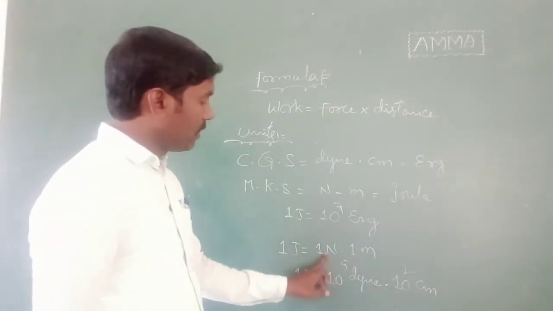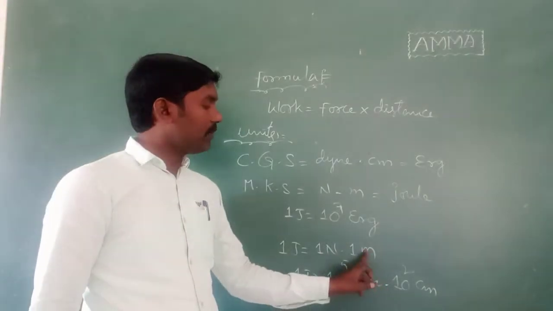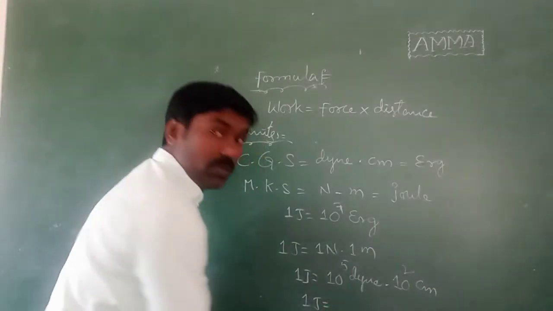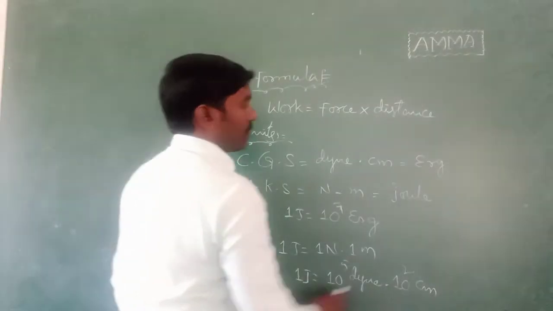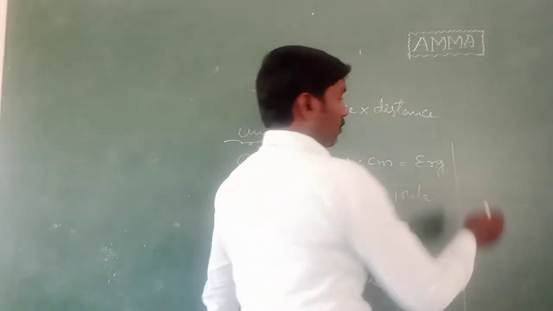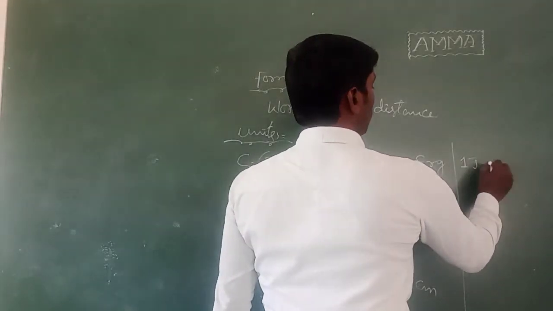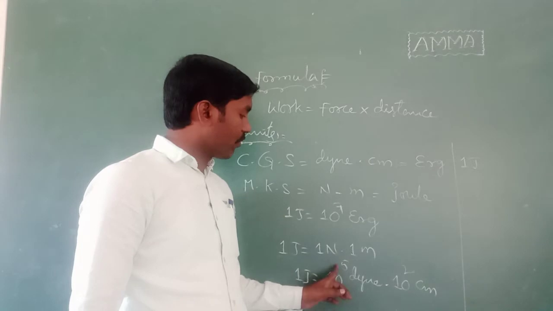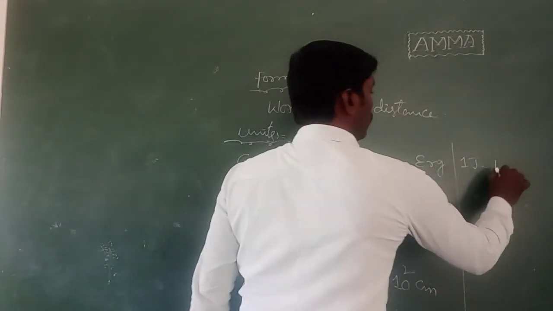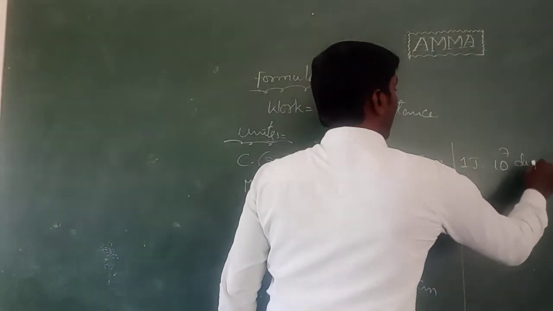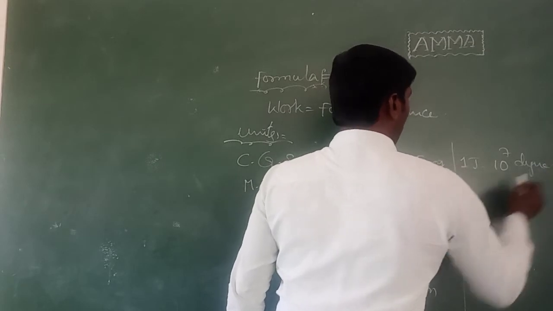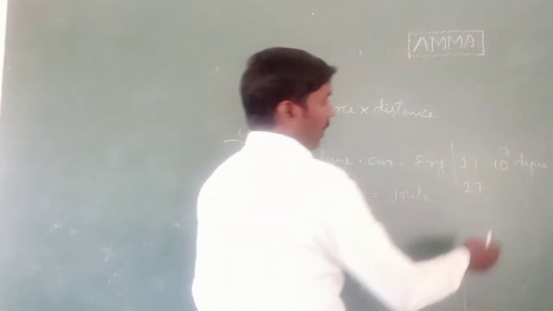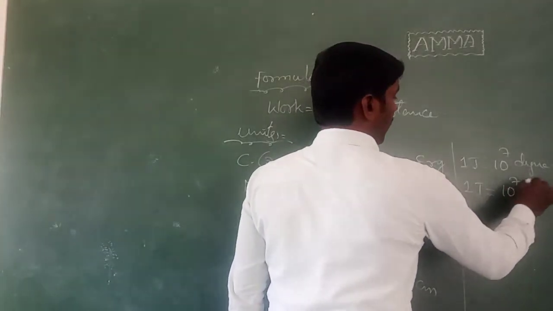So 1 Newton is equal to 10 power 5 dynes, and 1 meter is equal to 10 square centimeters. Now 1 joule is equal to 10 power 5 into 10 power 2. Bases are same, powers we have to add. So 10 power 7 dyne centimeters. So 1 joule is equal to 10 power 7 dyne centimeters.